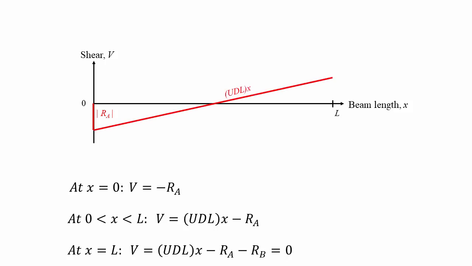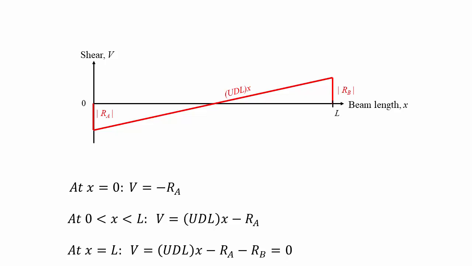It then gradually rises in response to the downward force due to the uniformly distributed load of the beam until we get to the end of the beam. This rise is a straight line as a function of distance and is proportional to the UDL, with the UDL being the gradient of this line. Finally, we get to the end of the beam where the shear drops down in response to reaction at support B, bringing the shear back to 0.